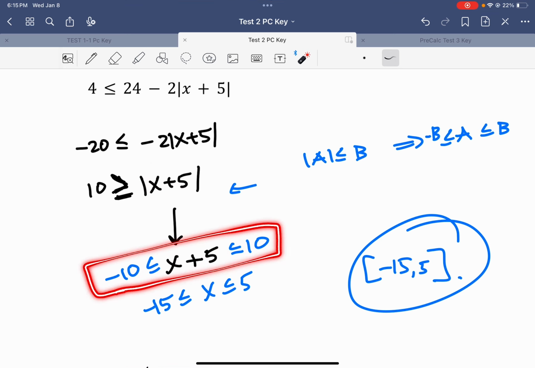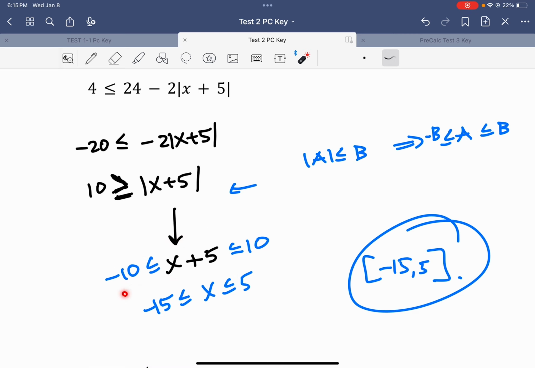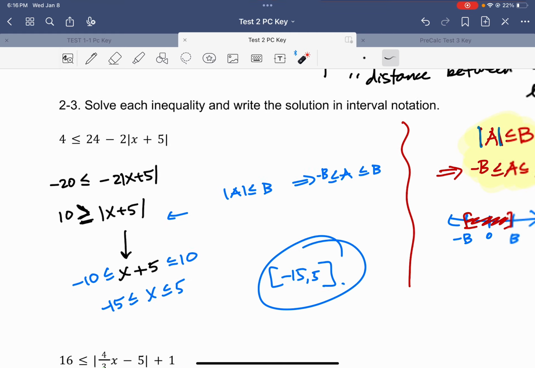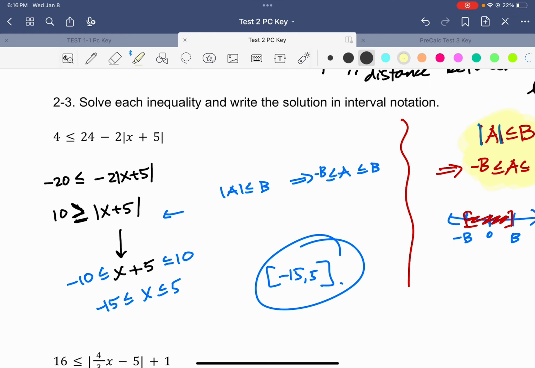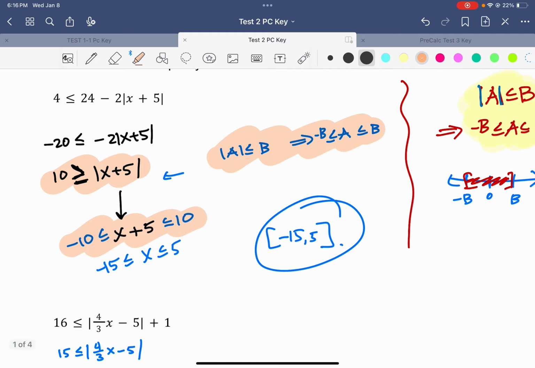So now I have a 3-part compound inequality. We got 3 parts here. I just subtract 5 from each piece, and I get this. So that means that x has to be jammed in between negative 15 and 5, which is this. So I knew it had this form, so I was able to turn this into this.